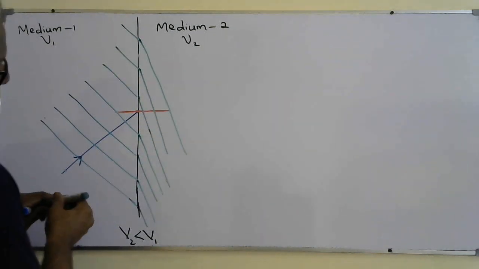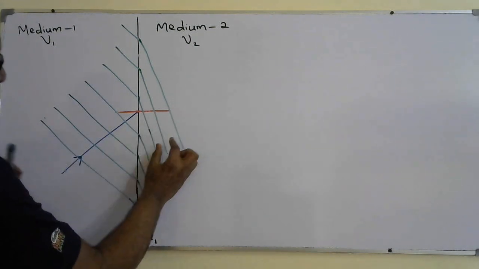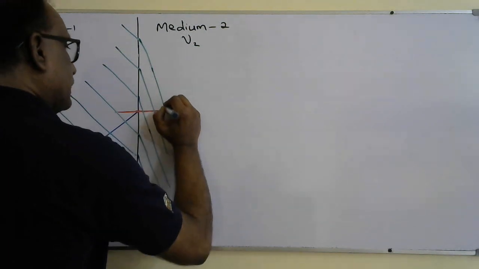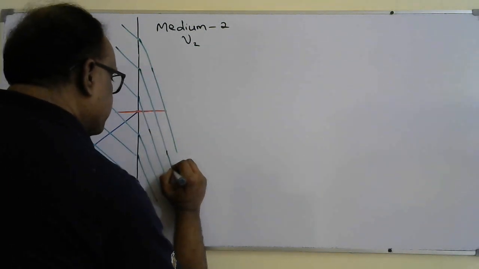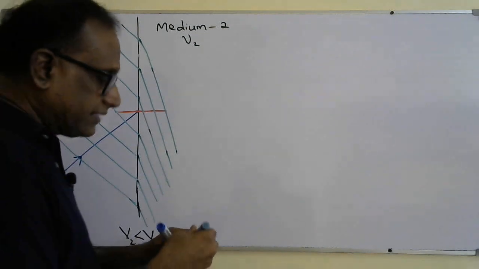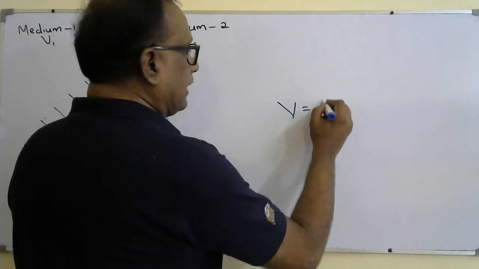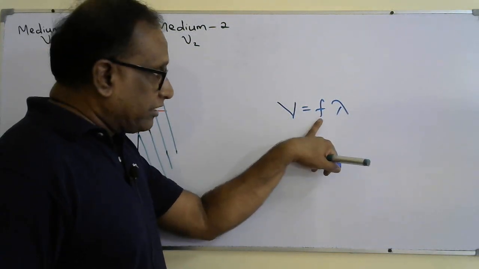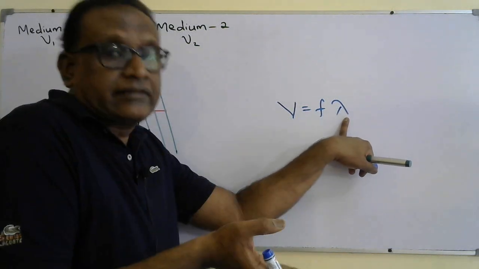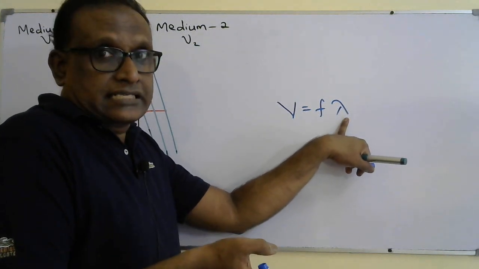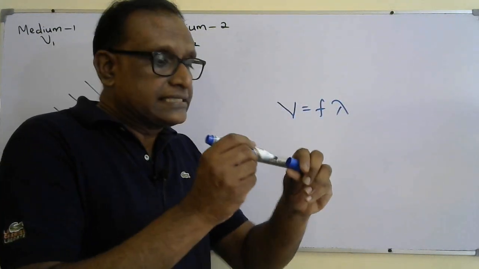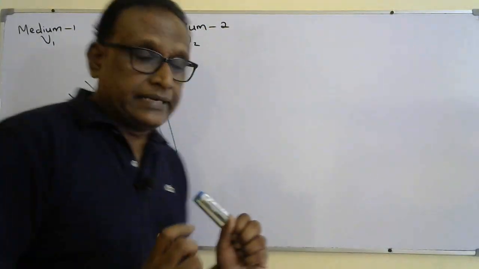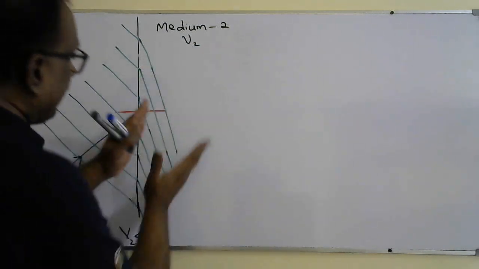Okay, so what happens? All these gaps are the same. Here also all these gaps are the same among them. But here the gaps in the second medium are smaller than the gaps in the first medium, because the wavelength is decreasing when we consider v equals f lambda. In the second medium v is lower than the first medium, f remains the same, so lambda should decrease in the second medium. So lambda decreases means the gap between the adjacent wavefronts should become smaller compared to the wavelength in the first medium. So the only possibility, the wavefronts should bend like this.